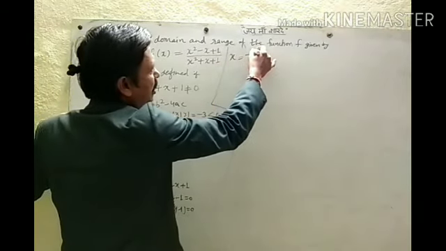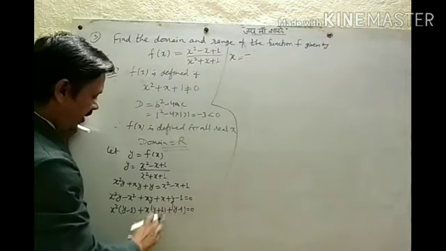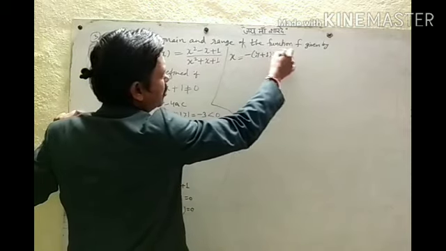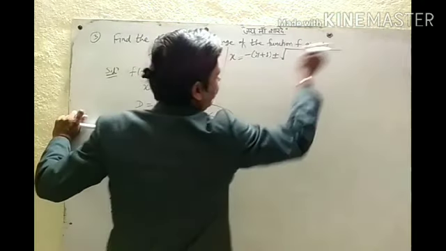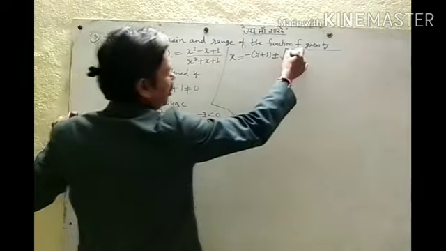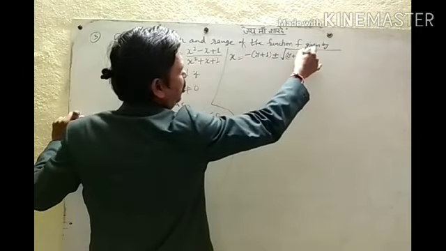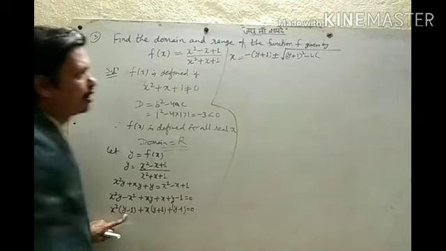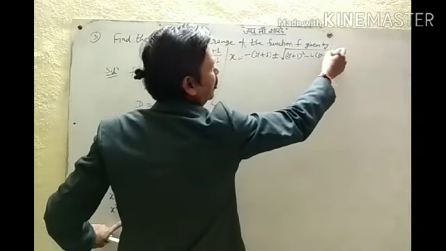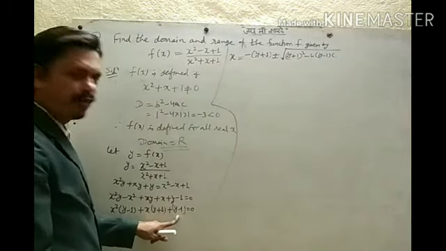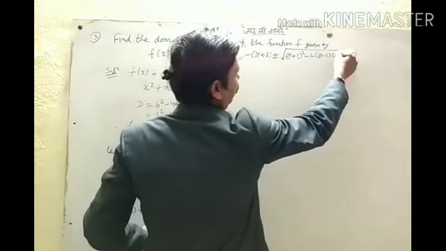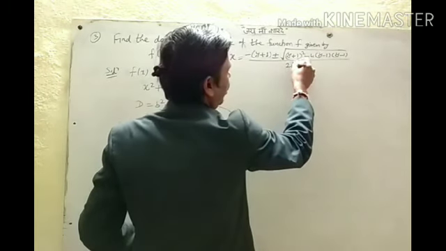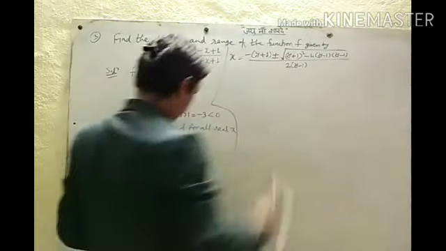minus b, that is coefficient of x, that is y plus 1, so minus of y plus 1, plus minus root b square, so y plus 1 square, minus 4a, x square coefficient is a, that is y minus 1, into c, the constant term free from x, which is y minus 1, upon 2a, and a is y minus 1.